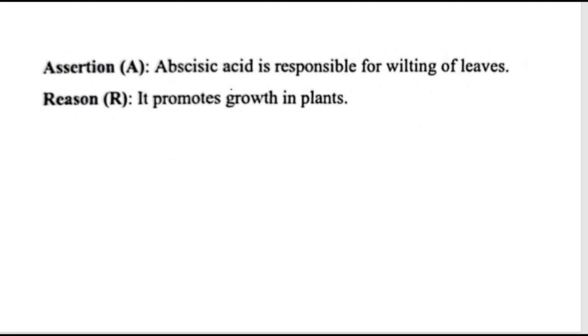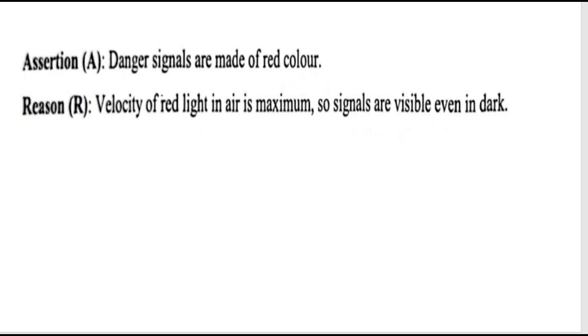Abscisic acid is responsible for wilting of leaves. Yes, because abscisic acid is a plant growth inhibitor. It promotes growth in plants is not correct, because it is an inhibitor. So, we can say option C, assertion true, reason is false. Danger signals are made of red color. Yes. Velocity of red light in air is maximum, so signals are visible. No, we are selecting it because the wavelength of red is the highest, so it can reach far distances. So, the answer is again option C.